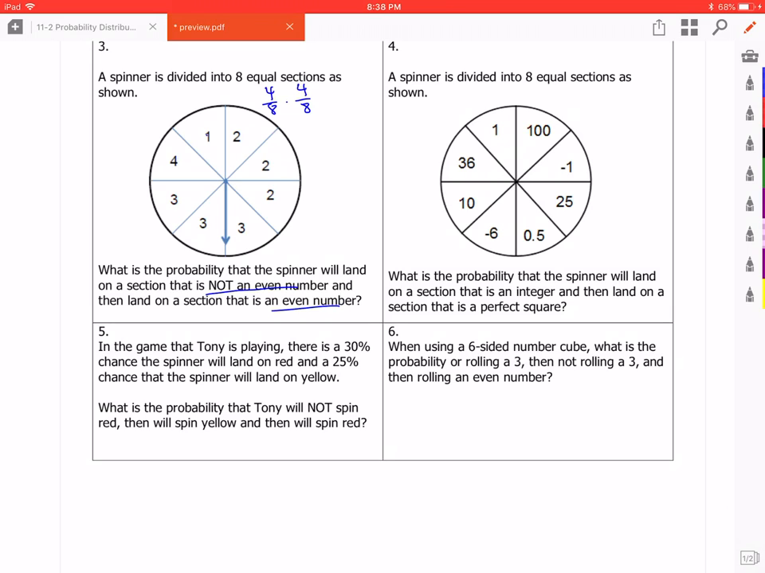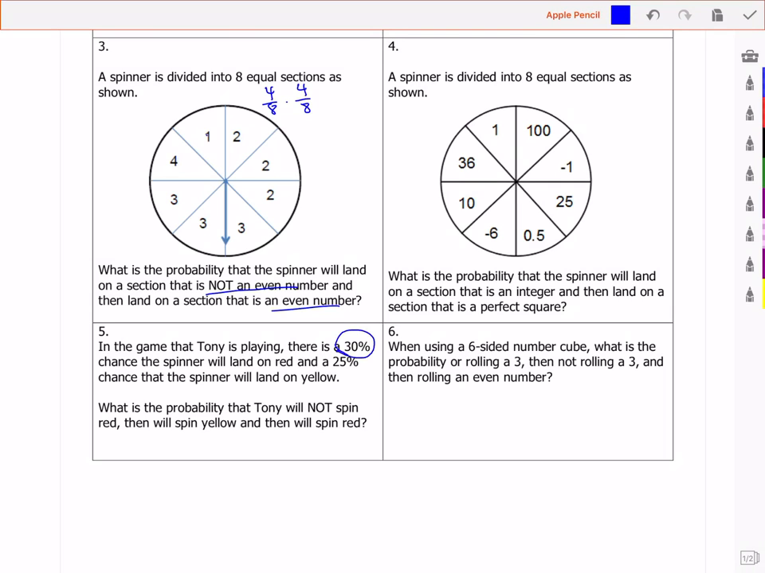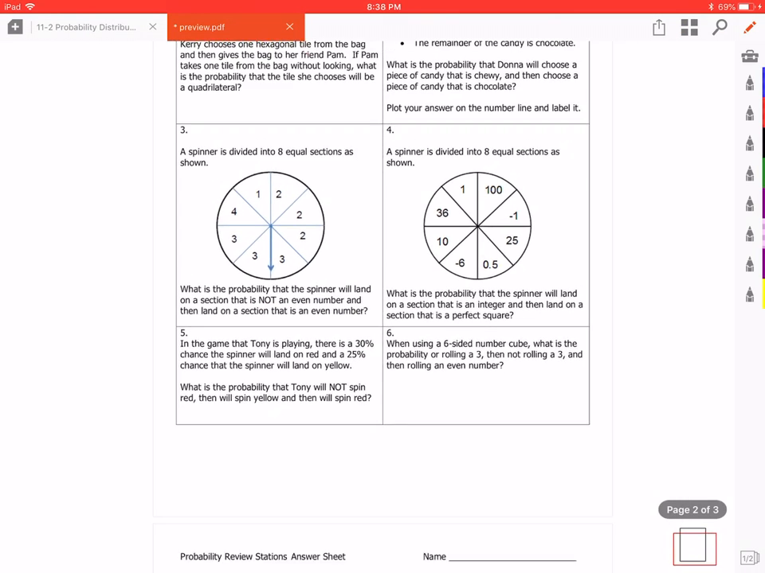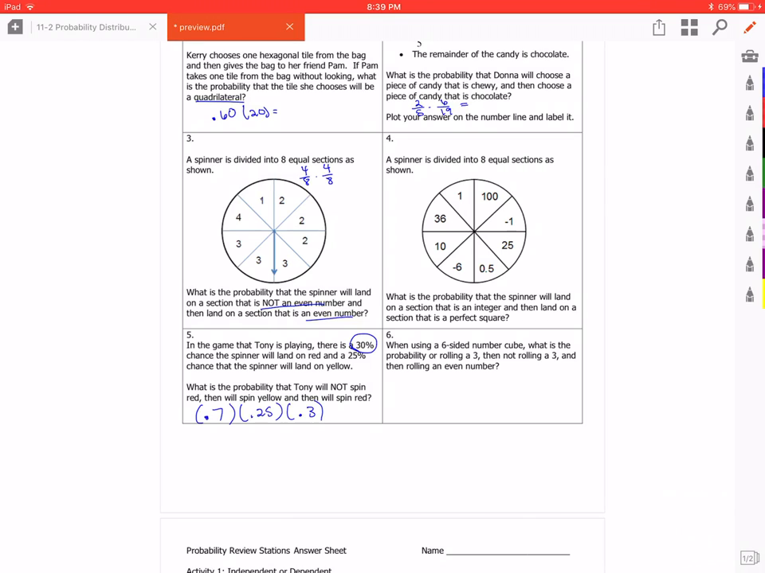Number 5, probability that Tony will not spin red, then he will spin yellow, then he will spin red. So to not spin red, well, there's a 30% that you will, so I'm going to say 0.7 says you won't. Then yellow, well, 0.25, and then red. So you'll multiply those 3 together, and that will give you your probability. And I bet you can figure out number 6. Okay? So go ahead and work on that.